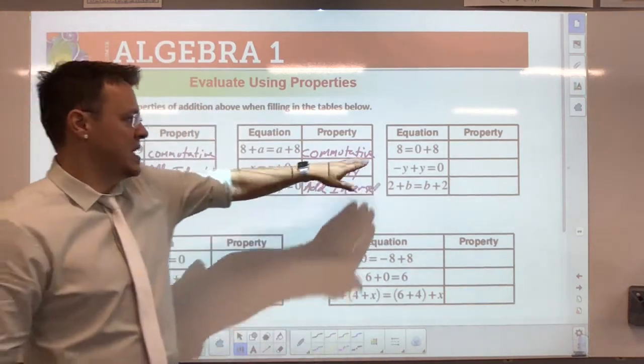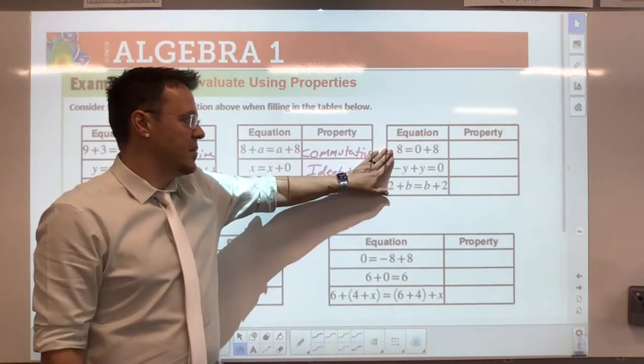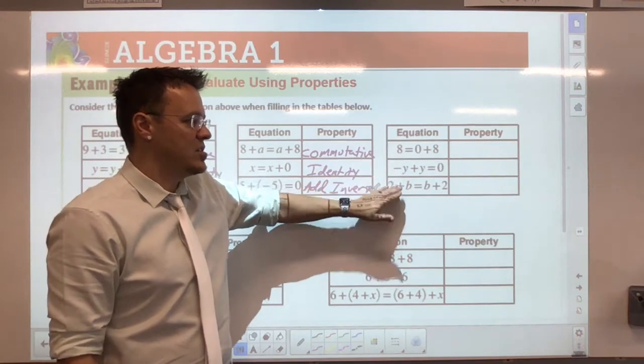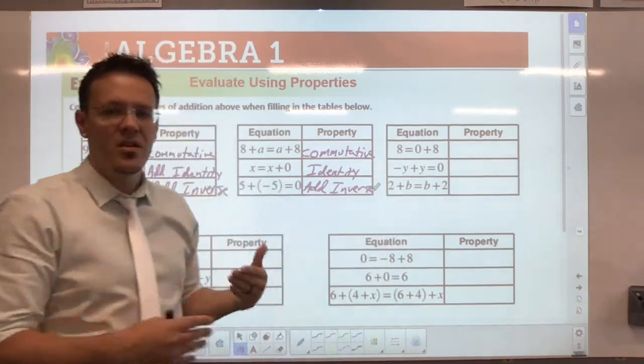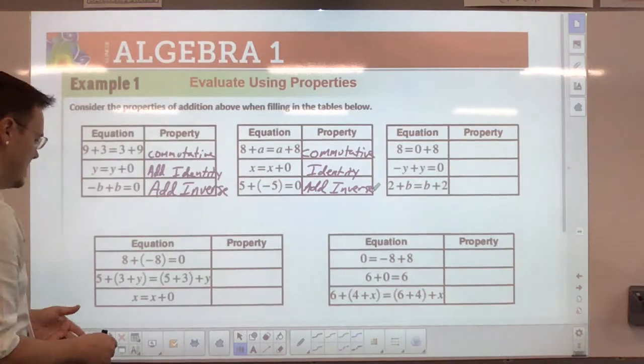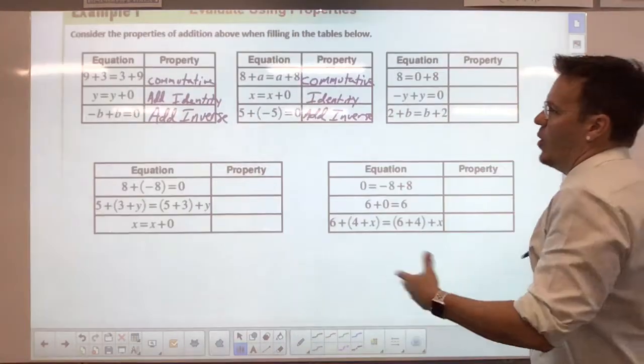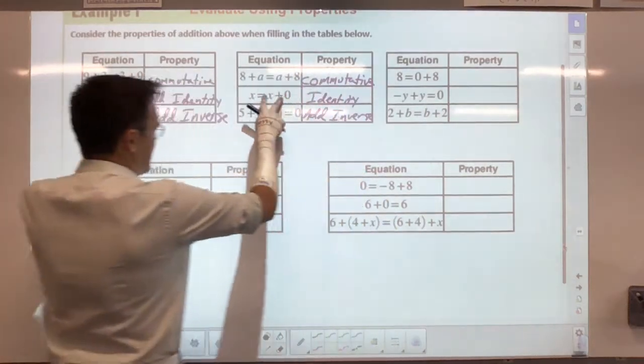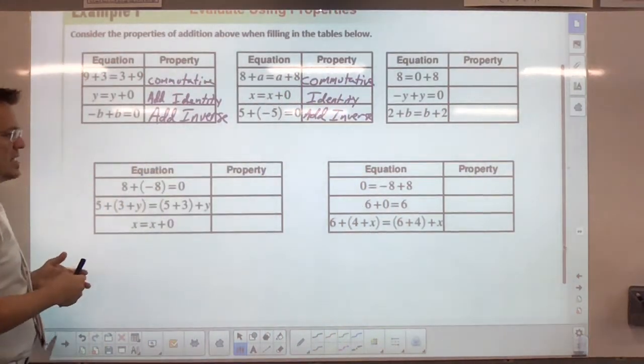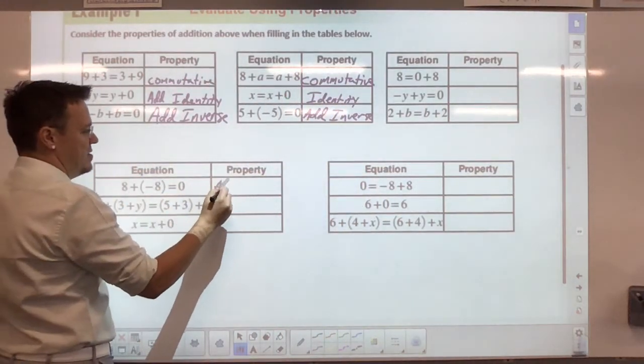If I do here the same thing, okay? This is going to be identity property. This is going to be inverse, and this is going to be commutative, right? Nothing really changes, so I'm not going to write those 3 down. But now we get to the bottom 3 down here. Okay, now we've dealt with what identity property is. Identity is adding 0. What is the inverse? Adding the opposite. Okay, so we know that this is additive inverse.